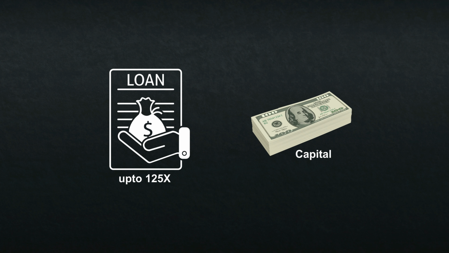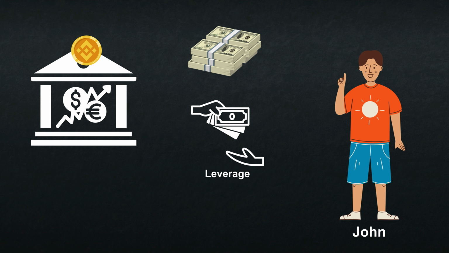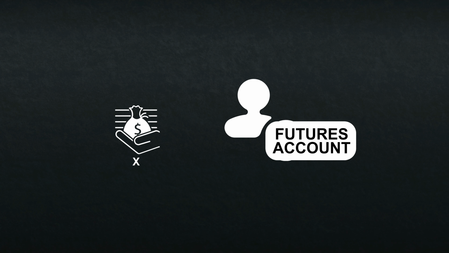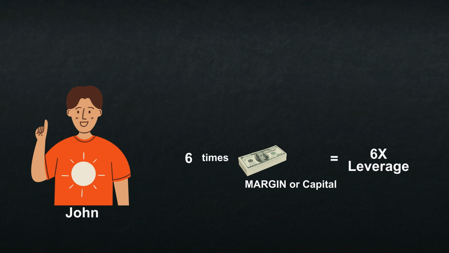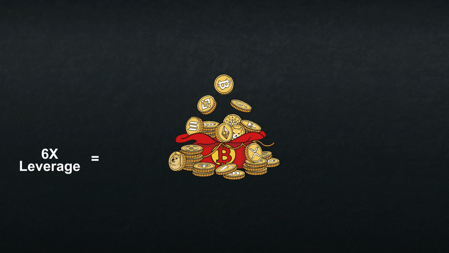Usually, the exchange could lend him up to 125x of his capital, meaning they could lend him up to 125,000. This money the exchange gave John is what we call leverage, and it's denoted by X in the futures account. In the case of John, he wanted an additional 60,000, which is 6 times his margin balance. This is equivalent to 6x leverage trading, or 6x leverage.